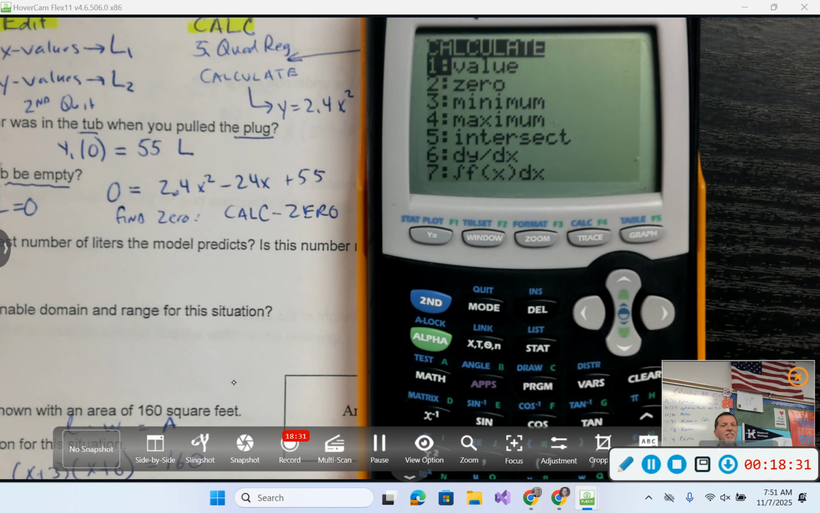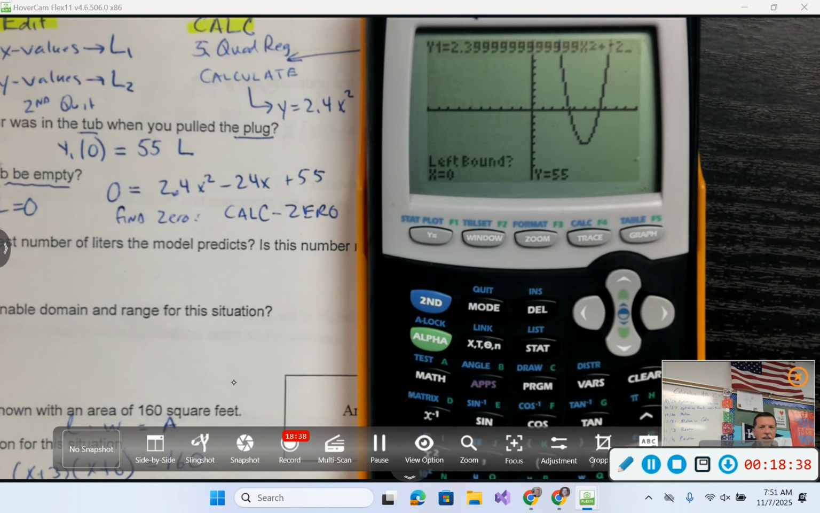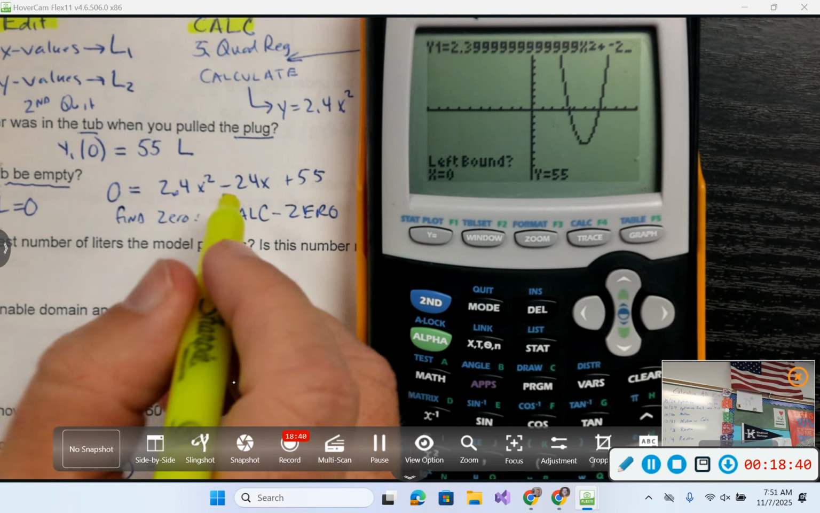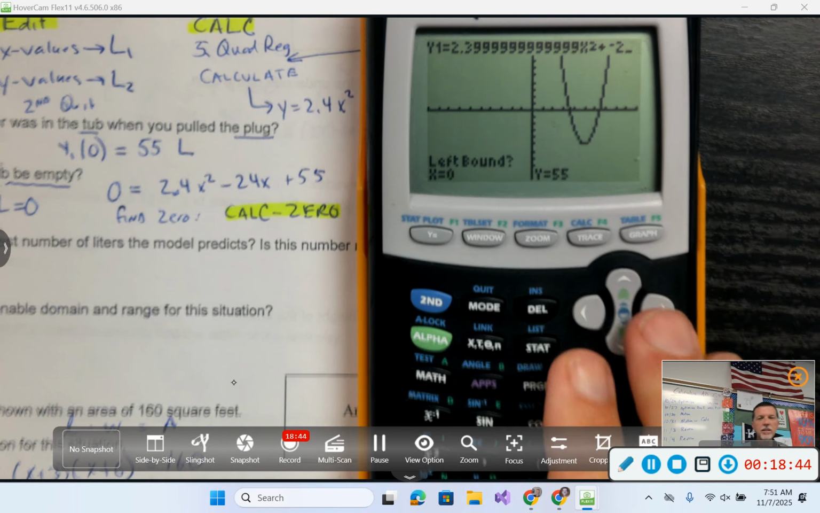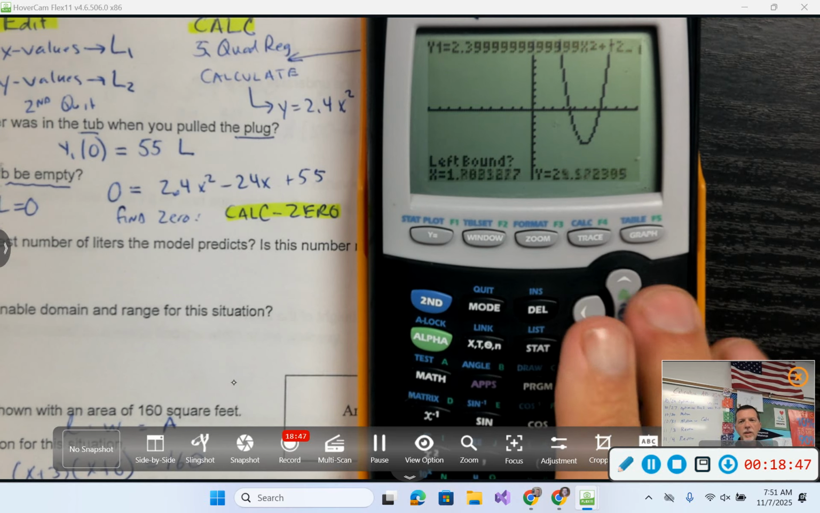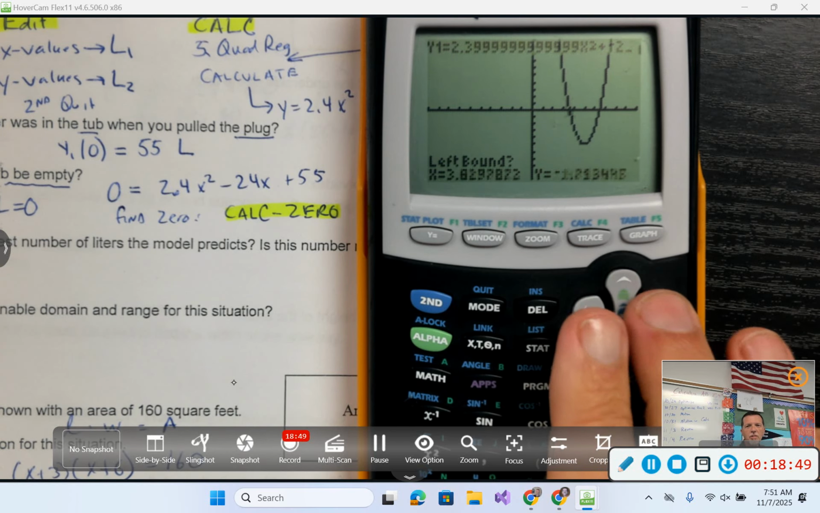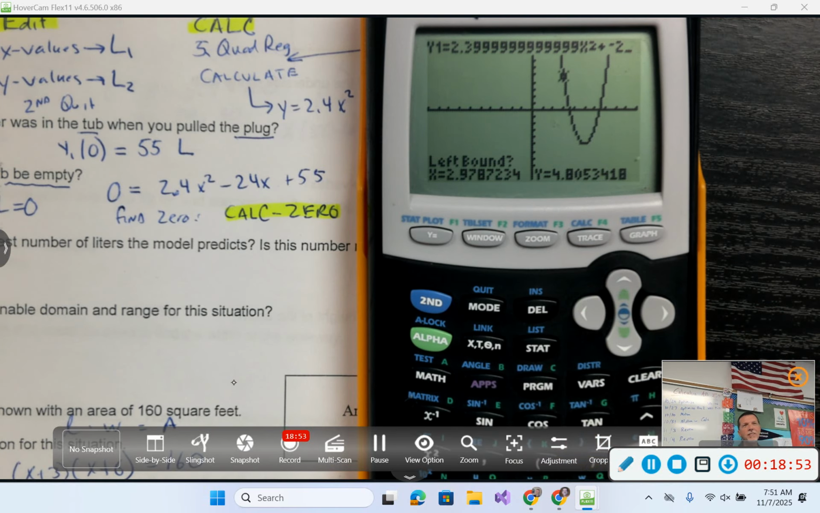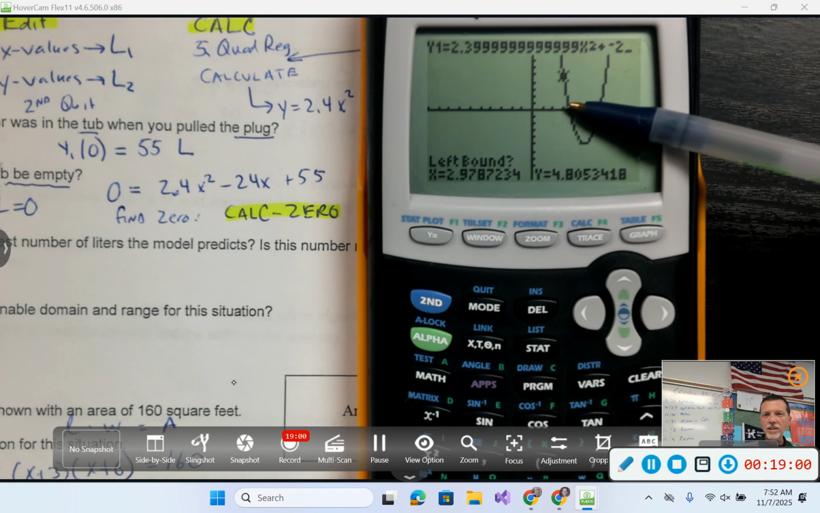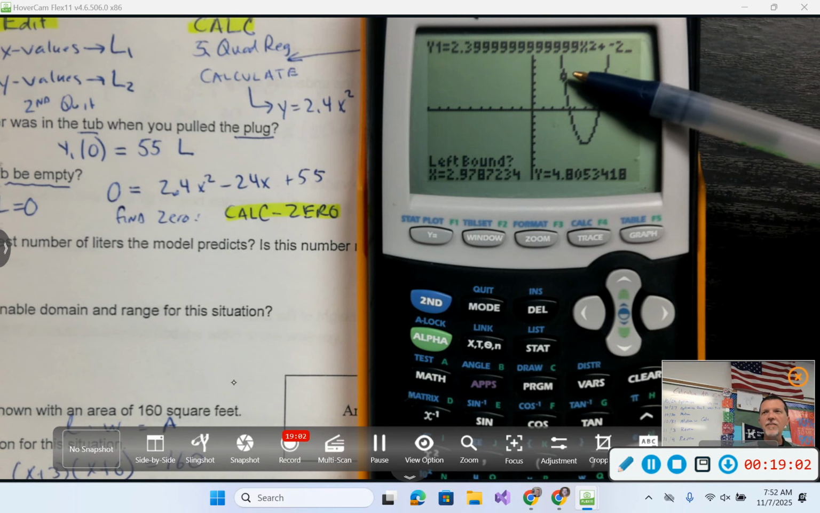And this is nice because this can find all sorts of things. But I want to find the 0. So you press enter. And this is another one where there's lots of buttons, but if you can remember calc 0, you can figure it out. Left bound means, I'm trying to find my cursor, there it is. So scroll left or right, figure out where your cursor is. Left bound means get to the left side of the 0. So that's the 0 I want. Left bound means just get to the left of the 0.